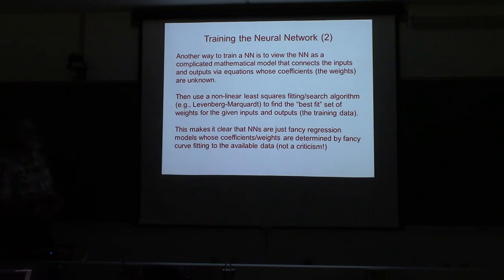Just a comment here. Another way to view this is that you have a big model with a whole bunch of unknown parameters, which are the weights, and you determine those unknown parameters as a big nonlinear least squares fitting problem. So that's another way to determine the weights, rather than the back propagation of errors. You just say, I've got this big mess of equations.